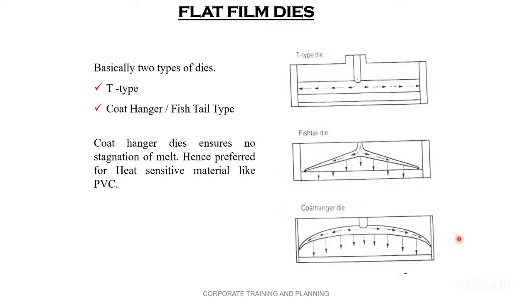Then coat hanger die. See now, this is like a hanger. हम लोग शर्ट और कोट हैंग करते हैं अलमेरा में. सेम कोट हैंगर डाई. Same thing, they have shown here the coat hanger die, fishtail die, and the T-type die.